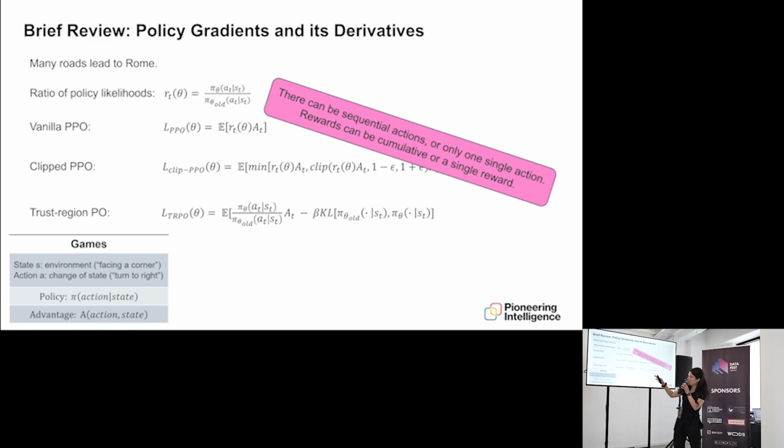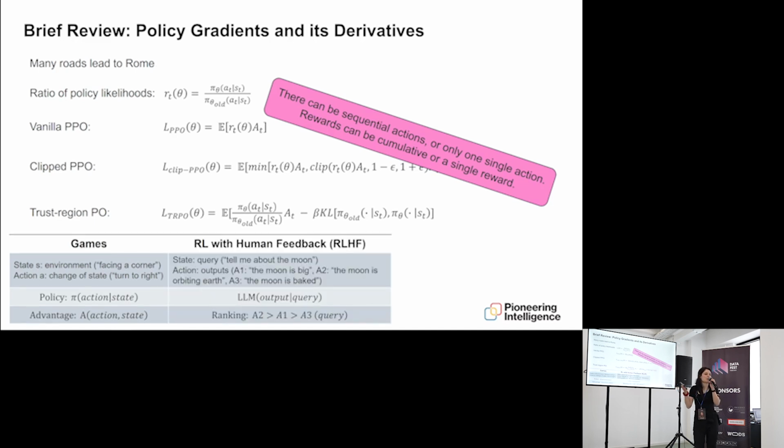So to give you a little bit of a spiel on how you can translate that to different tasks: in a game, your state would be an environment, and here the example is you're facing a corner. The action that your agent could take could be to turn right, or maybe to turn left. The policy determines the probability of turning right given you're facing a corner, and then there's an associated reward with it, usually at the end of the game if you, for example, made it through a maze or whatever.